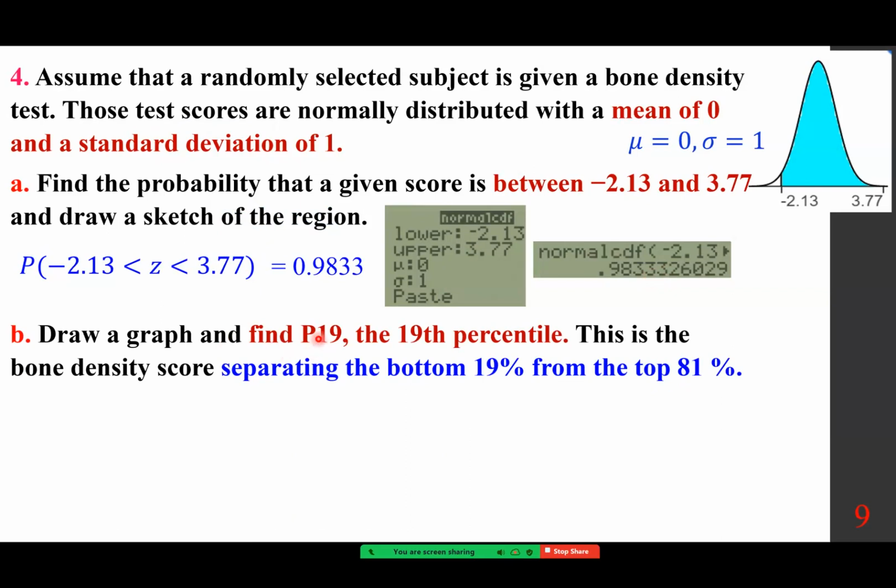Draw a graph and find P19. What is P19? The 19th percentile. This is the bone density score separating the bottom 19% from the top 81%, which means we are looking at this graph. So this whole area is 1, the area is 0.19, and this represents P19. So we are going to find the z-score for that and take it from there.